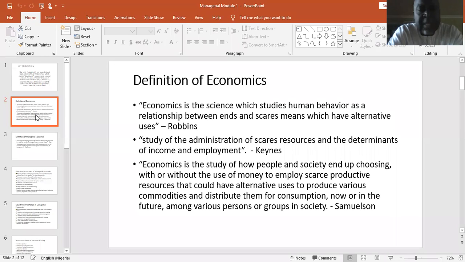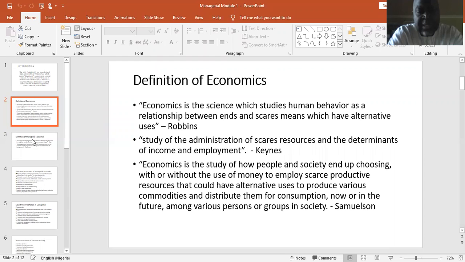John Maynard Keynes defined it as the study of the administration of scarce resources and the determinants of income and employment. While Samuelson defined it more broadly and in more detail: economics is a study of how people and society end up choosing, with or without the use of money, to employ scarce productive resources that have alternative uses, to produce various commodities and distribute them for consumption now or in the future among various persons or groups in society. That's the definition by Samuelson.